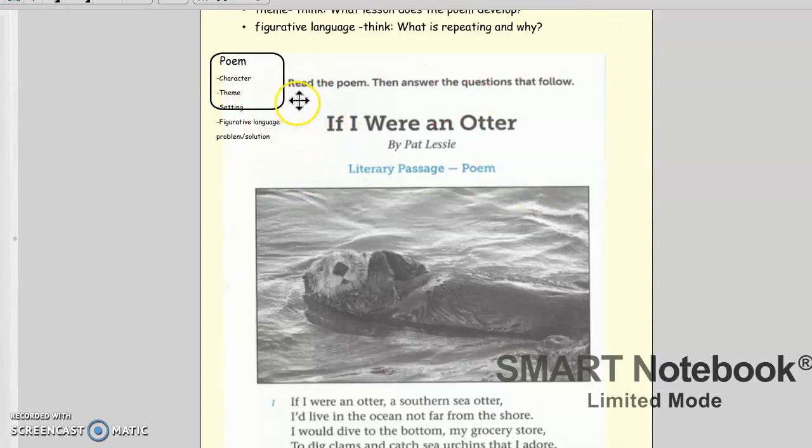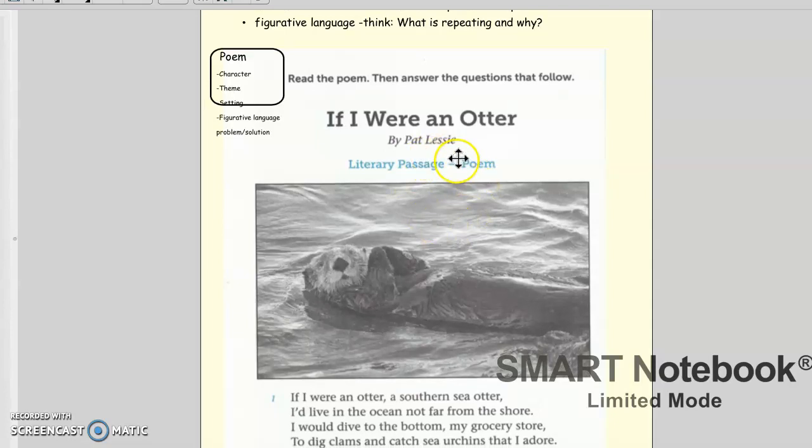So the directions: read the poem, then answer the questions that follow. You guys will be taking the Google form quiz after you have finished reading the poem and after you have finished answering the questions. The questions are in your packet, so you can choose to do it in your packet first and then do it on Google Forms, or I have included the pictures of the questions so you can just go straight into the Google form after you have done the reading of the poem. So let's look at this.